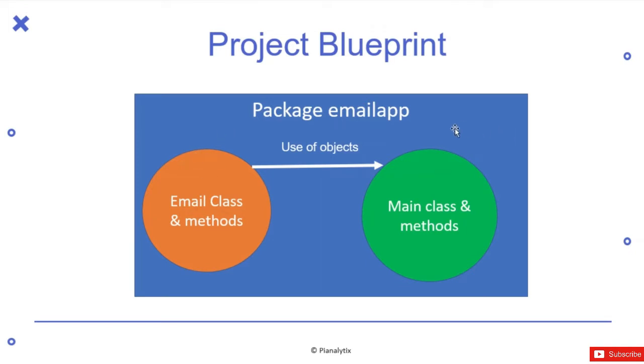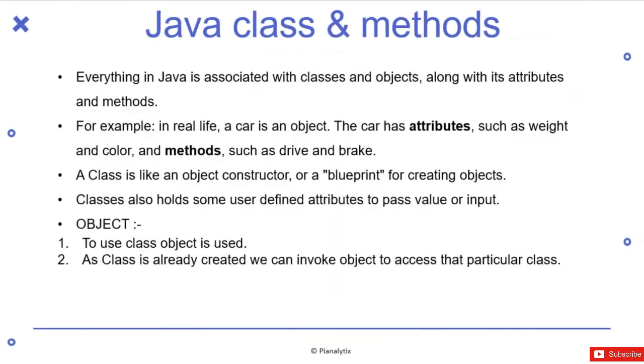In future, as we move in our project, we will create one main class. We will load all the methods related to this using objects, and we will execute these methods inside this main class. This is our main project blueprint. So let us see what Java classes and methods are.